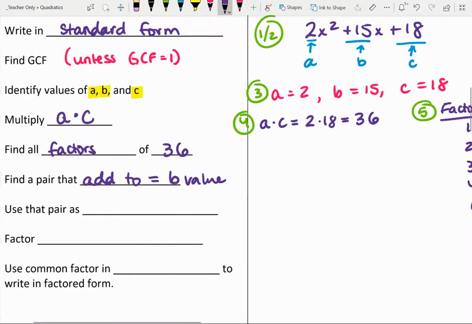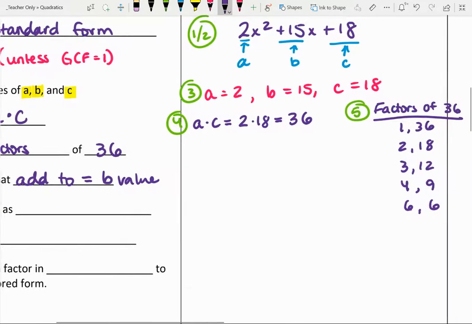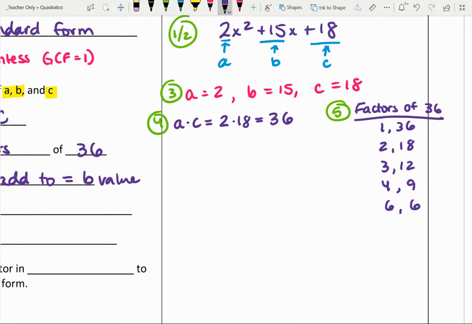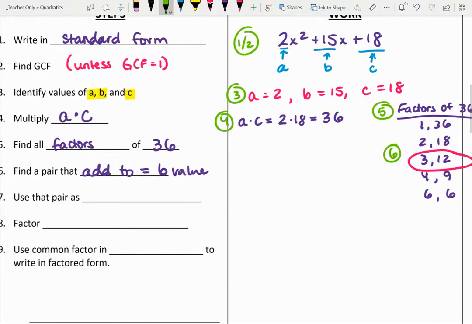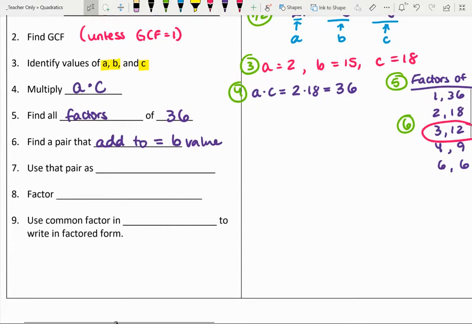And we need a pair that adds up to our B value. And our B value in this case is 15. So which pair of factors will add to 15? Oh, 3 and 12 add up to 15. 3 plus 12 is 15. That must be the pair we want to use. So we're going to use that pair of values as the middle terms, or our x terms.